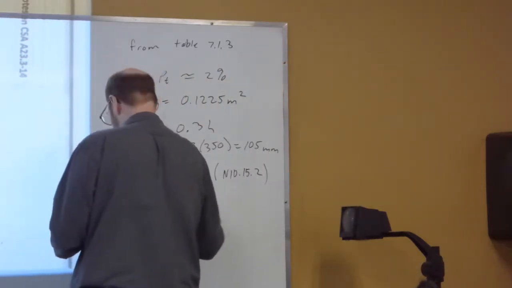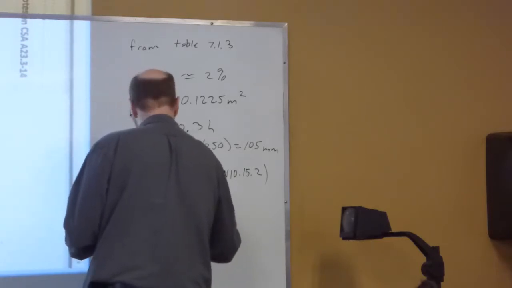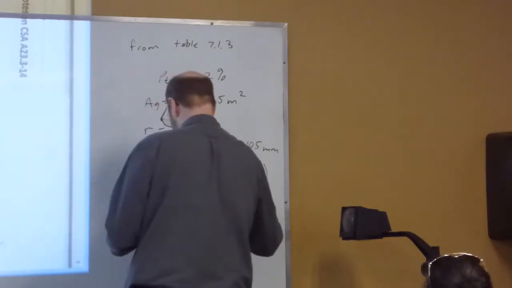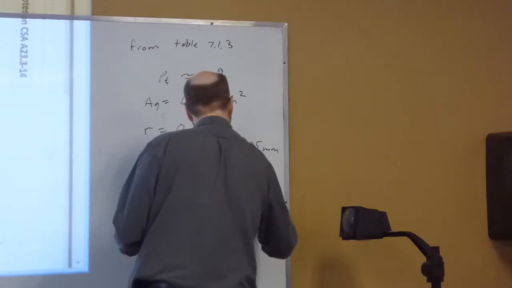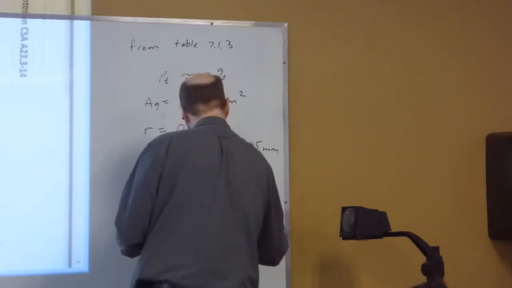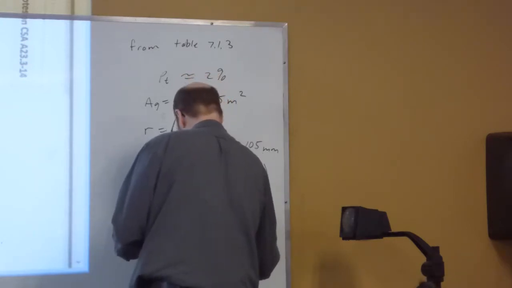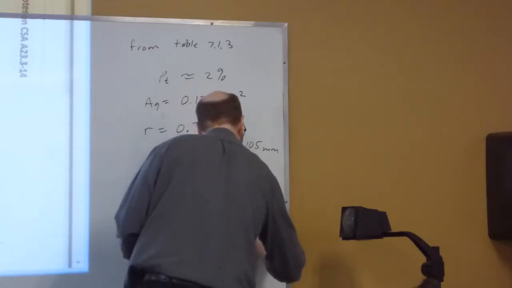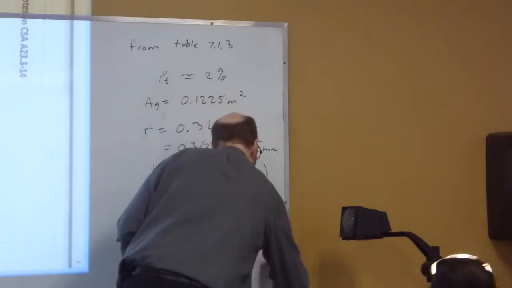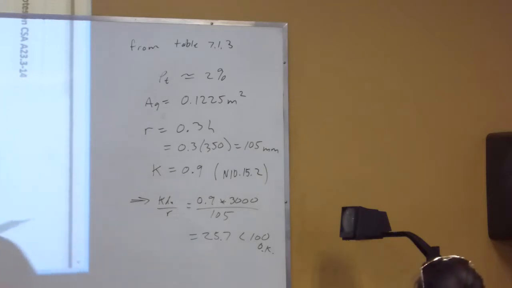From there, we'll calculate our KL over R. 0.9 times 3,000 millimeters high, over 105, and I get 25.7. This is less than 100. So we're okay so far.